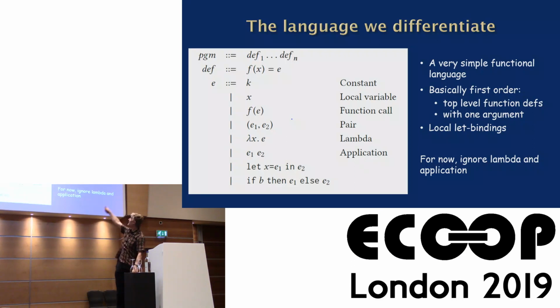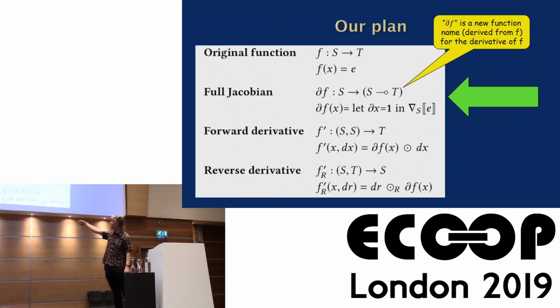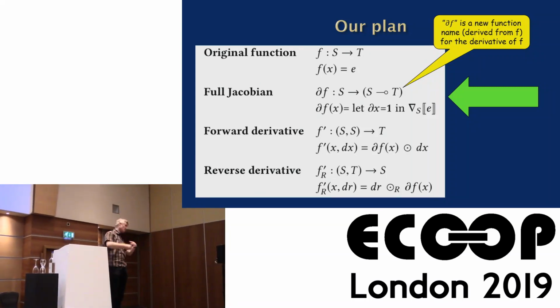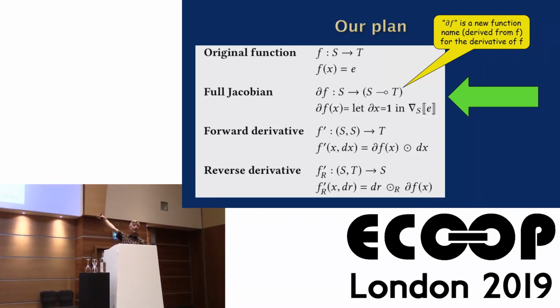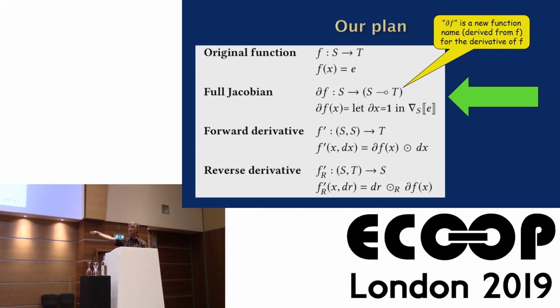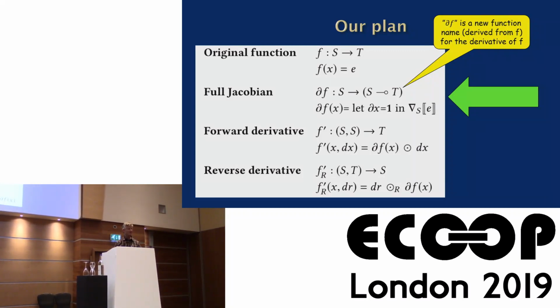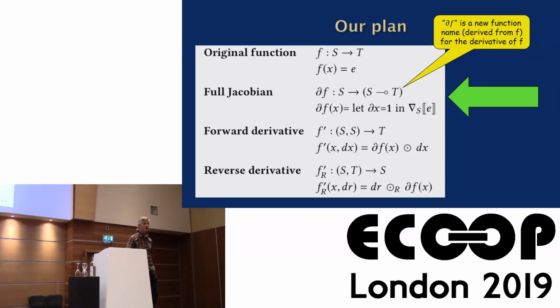Our plan is that we're going to take the original program and do a source-to-source transform to give the full Jacobian, which is some actual source code that would compute the linear map represented, however you decide to implement the linear map. Then we're going to do a source-to-source transform that will produce the code for f prime and the code for f prime reversed with these signatures. These are called forward mode and reverse mode AD. And the reverse one is the one that we mostly want for the machine learning kind of application. That's our game plan.